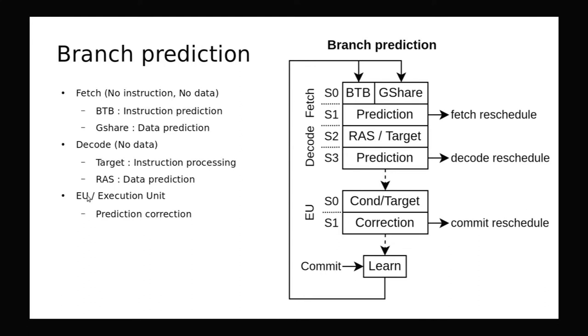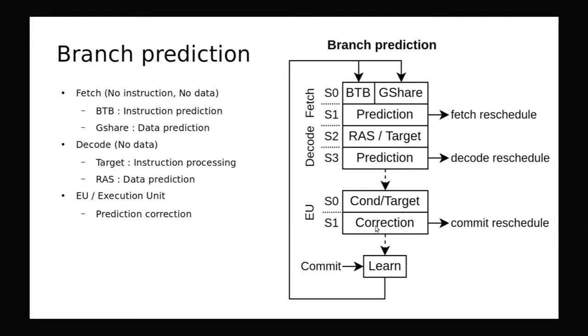And then finally, in our execution unit, the job here is not to execute the branch, but more to check. Because at that moment, we have everything we need. We have the instruction, we have the data. So at that moment, the job is to check that the previous predictions did the job correctly, and if that's not the case, correct them.